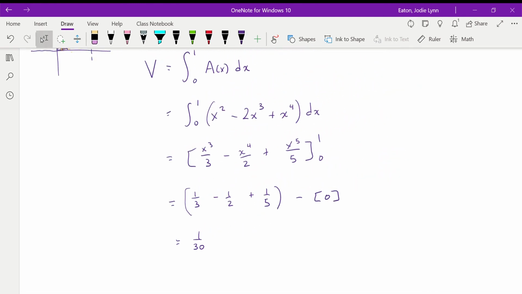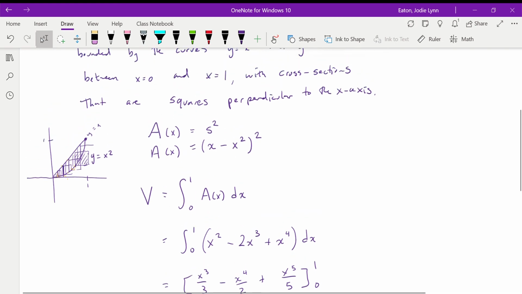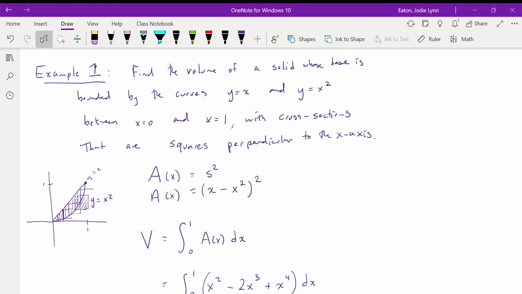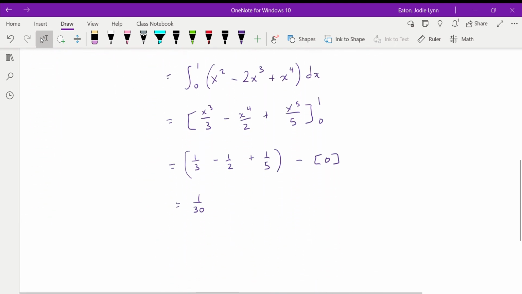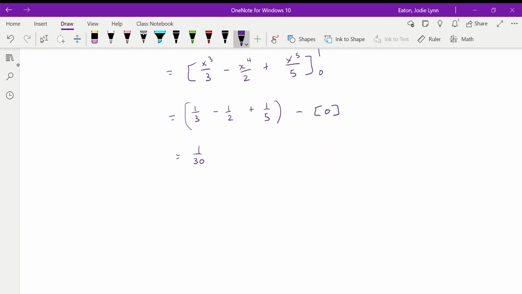perpendicular to the x-axis. So what happens if we wanted to do the same solid, but instead of cross sections that were perpendicular to the x-axis, we wanted to add up cross sections that were perpendicular to the y-axis? Would it have the same volume? How would that be different? So let's sketch that picture out. We'll do example two.